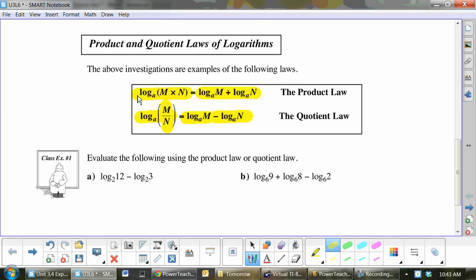So, multiplication within the brackets, if you want to split it up, turns into addition. Division in the brackets, if you want to split it up, you use subtraction. And make sure that if you go back the other way, these are identical. So make sure we are the same base.